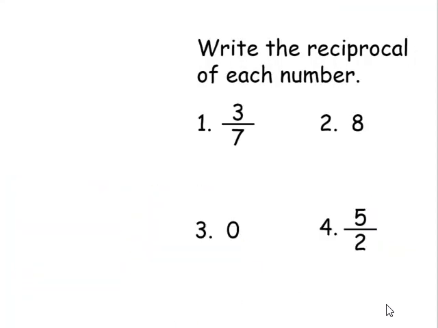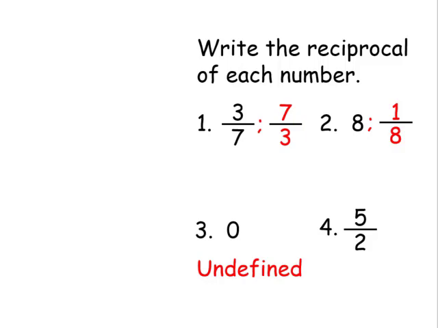Let's write the reciprocal of each number. You may want to pause. The reciprocal of 3/7 is 7 over 3. The reciprocal of 8 is 1 over 8. Now this one is a tough one. The reciprocal of 0 is undefined. 0 is a number that does not have a reciprocal. The reciprocal of 5 over 2 is 2 over 5.